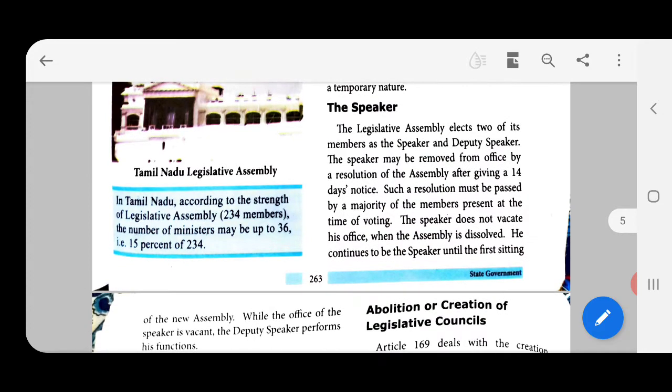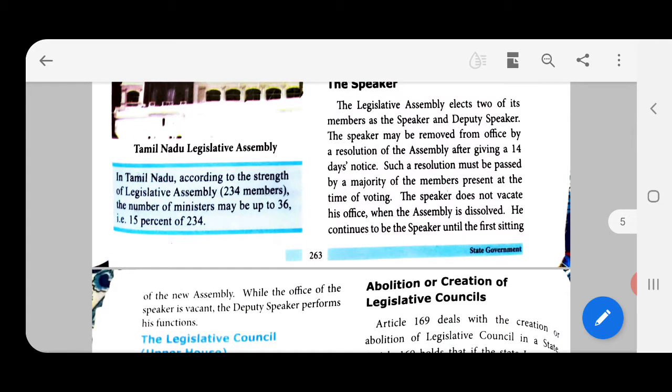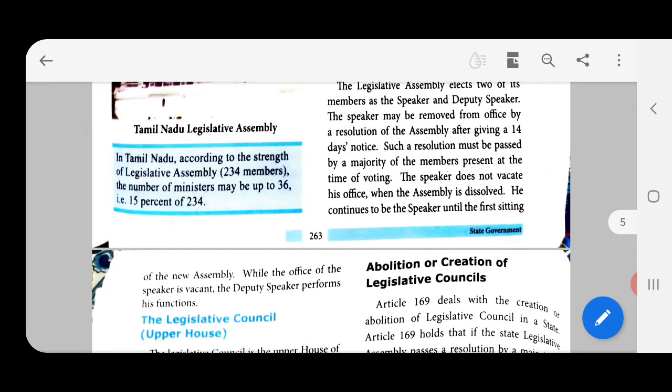The Speaker. The Speaker is the person you would have seen even in the parliament, who sits at the center and talks about several issues. The Legislative Assembly elects two of its members as the Speaker and Deputy Speaker. The Speaker may be removed from office by a resolution of the Assembly after giving a 14-day notice.